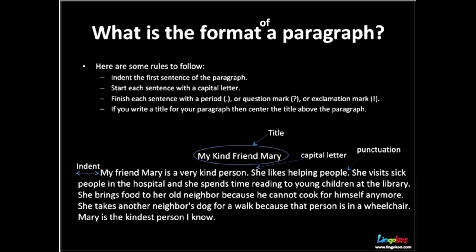Then we also see that every sentence should begin with a capital letter. And also, the end of every sentence should have a punctuation mark, either a period, a question mark, or an exclamation mark. In this example, the only punctuation we've used is a period.